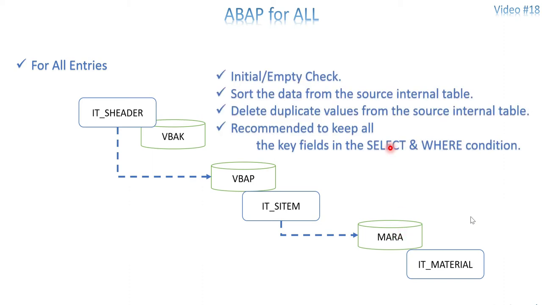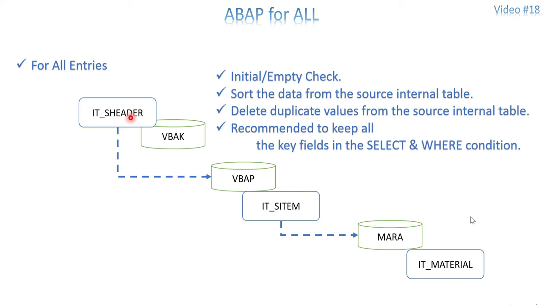And there are some properties to be followed, especially for FOR ALL ENTRIES. We have to do an initial or empty check. That is very important. Probably in the initial stage there might be a mistake: we are not doing the initial or empty check on the internal table. So what will happen is, for example, I'm trying to get the header based on the user input. In some scenarios there is no data.